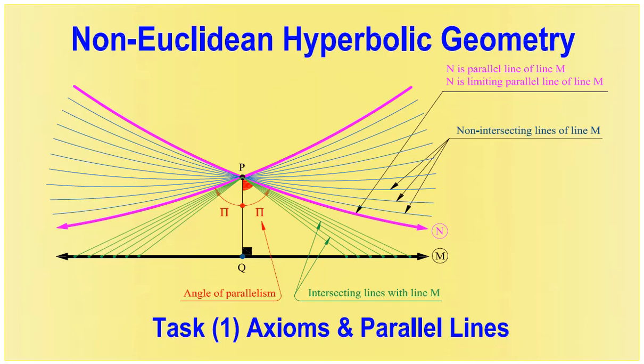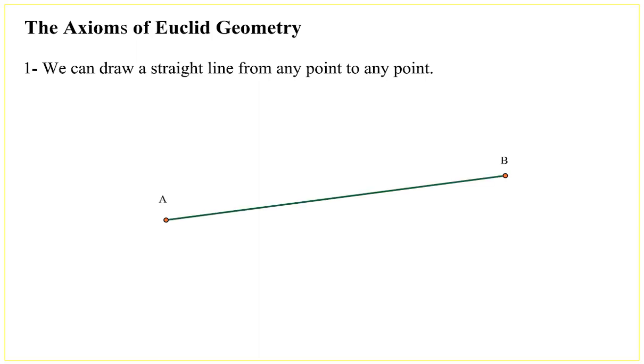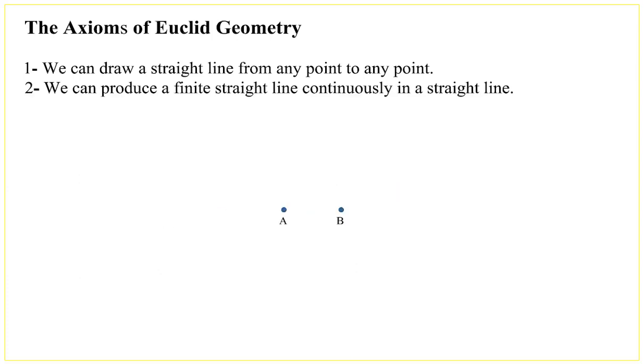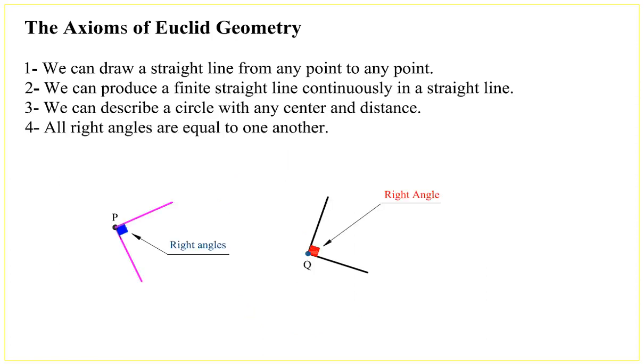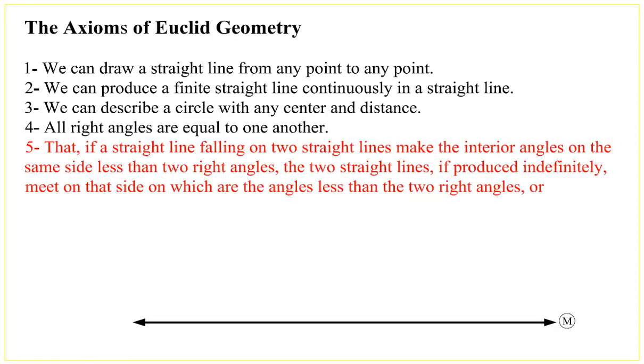Non-Euclidean hyperbolic geometry, axioms and parallel lines. The axioms of Euclid geometry. 1. We can draw a straight line from any point to any point. 2. We can produce a finite straight line continuously in a straight line. 3. We can describe a circle with any center and distance. 4. All right angles are equal to one another.